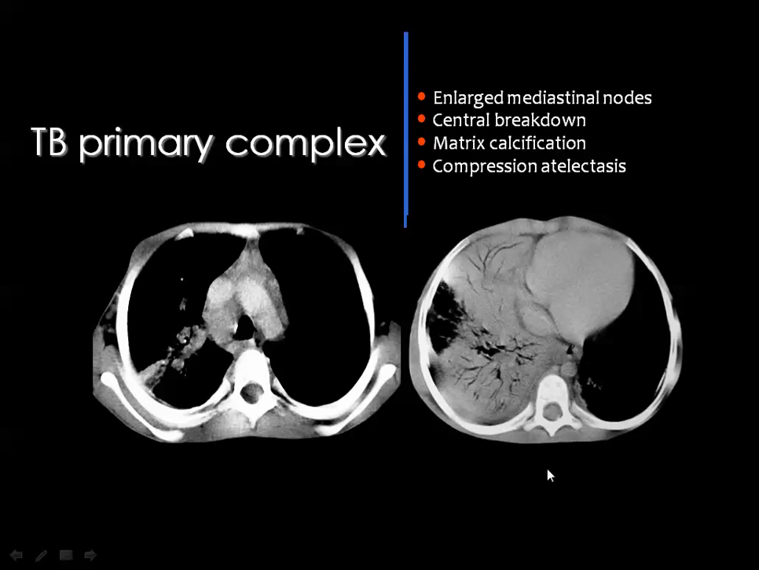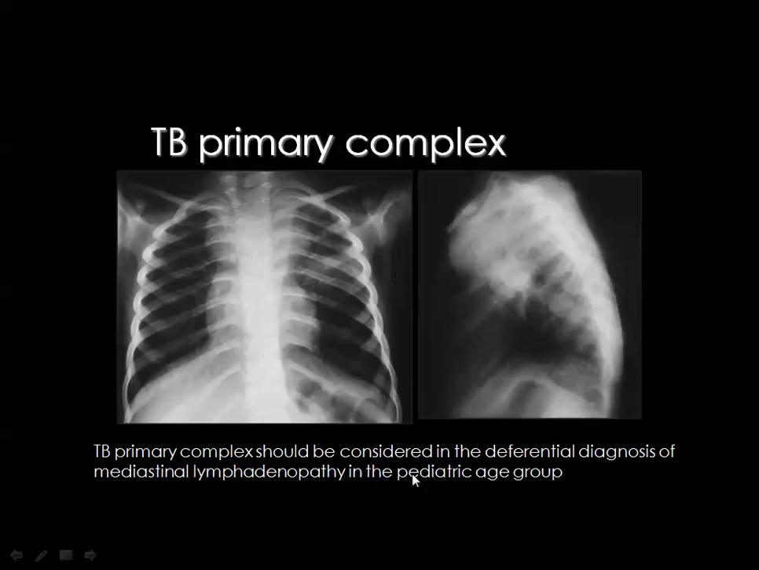Then in a child, if you see a pulmonary lesion, whether it is in the form of consolidation, like this one, with air bronchogram inside, as well as mediastinal lymphadenopathy. This is the aorta, this is the superior vena cava, retrocaval lymph nodes, prevascular lymph nodes. Then you may think of TB primary complex. And this is a golden rule. TB primary complex should be considered in the differential diagnosis of mediastinal lymphadenopathy in the pediatric age group.